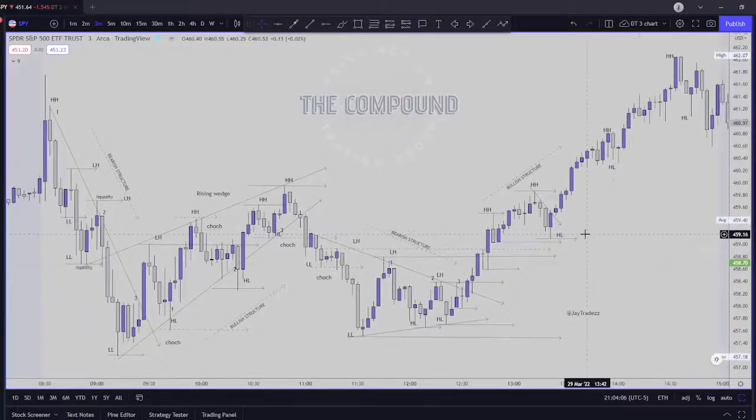So now that we have this understanding of that change of character, you can put that two and two together with patterns: having the three touches, breaking out, getting that momentum shift around this area, which is that change of character. And once you put that two and two together, you're able to trade the system.